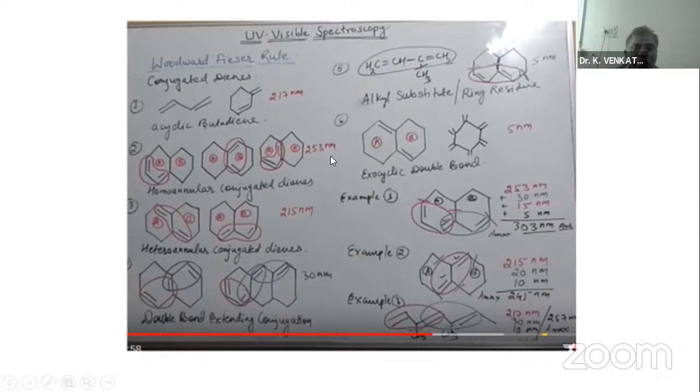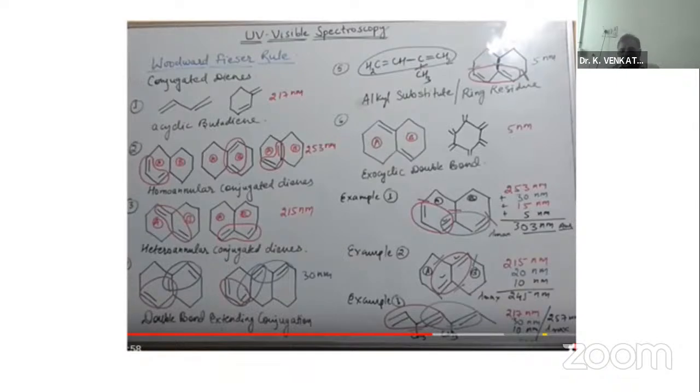What is the basic value? 253 nanometers. So the basic value for acyclic butadiene is 270 nanometers, and for the homoannular conjugated diene, 253 nanometers. Next, madam, please see the third. Is the butadiene present in ring A or B, or both? Both rings. So both are possible for 1,3 butadiene. This type of conjugated diene is called heteroannular conjugated diene.